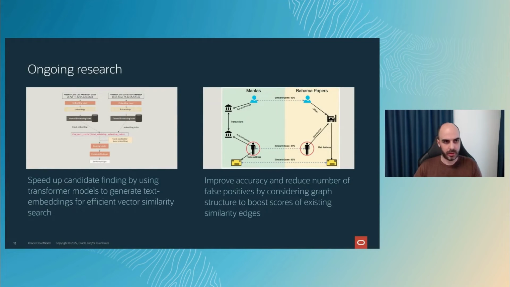Some of the ongoing research we have is specifically for addressing some of these shortcomings. We are trying to speed up the candidate finding step by using a different approach. We're trying to use embeddings that are generated using transformer models, and then we aim to use vector-based similarity search, which should be quite a bit faster than using a search engine like Elasticsearch and using string-based comparison.